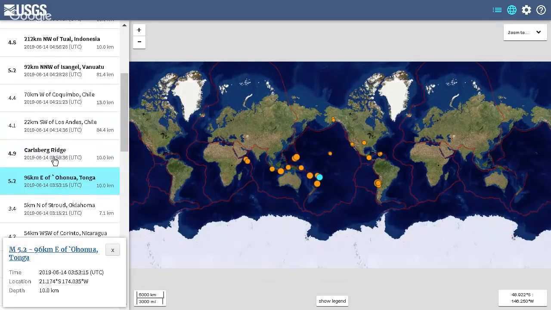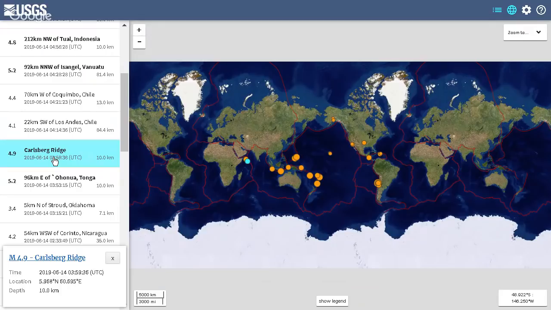So we did see a small uptick in earthquakes here, folks. Not a lot of deep quakes. That's a good sign for folks in earthquake-prone zones. Another 4.9 at the Carlsberg Ridge.